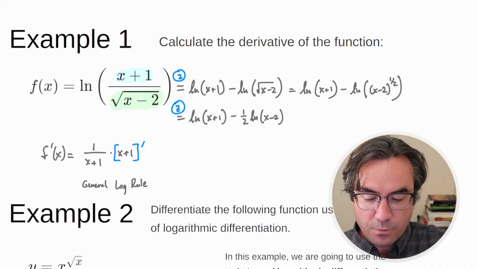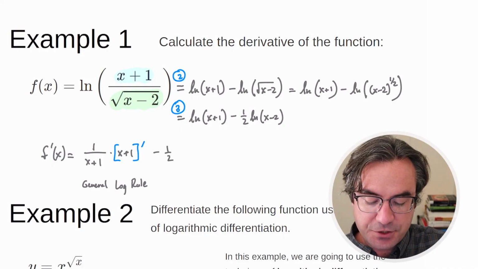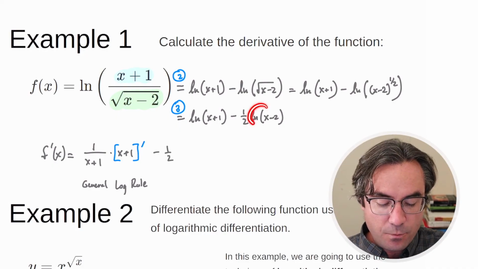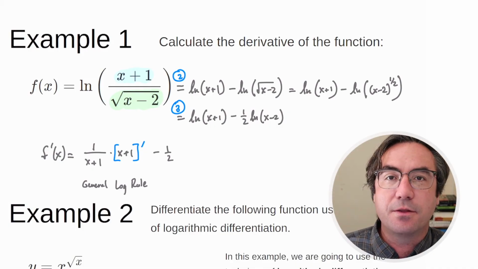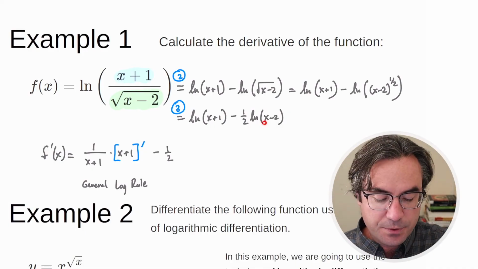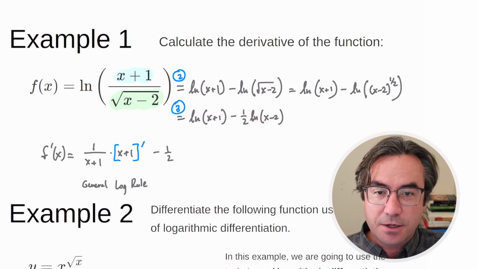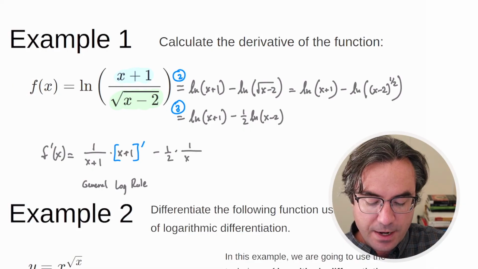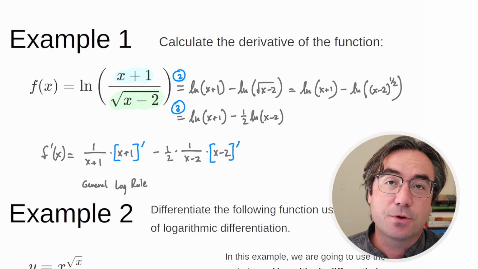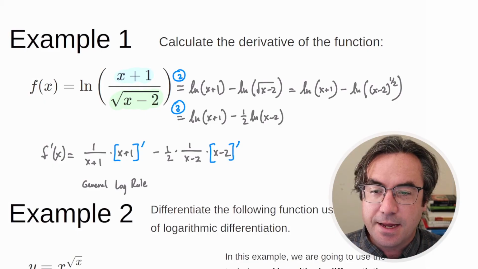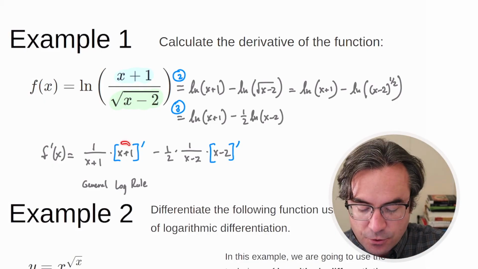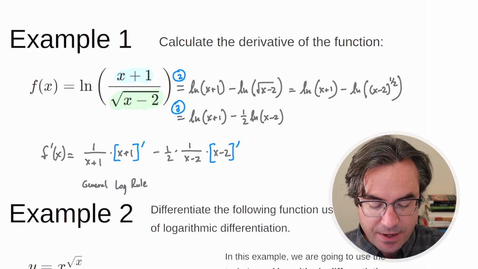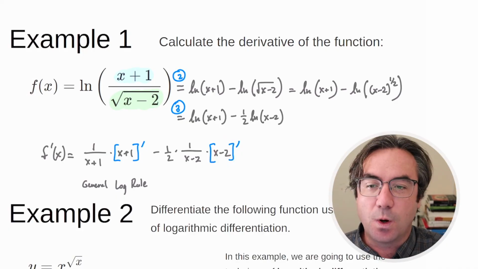And then we got our minus 1/2. So the 1/2 is just a constant multiple. And we do the same general log rule for that other log term. So we do the reciprocal. We got to differentiate our way through the natural log. So we do the reciprocal of what's inside. So we'll have times 1 over x minus 2. And then we're going to multiply by the derivative of the term inside the parentheses. So the derivative of x minus 2. And if we finish differentiating, derivative of x plus 1 is just 1. And then derivative of x minus 2, also just 1.